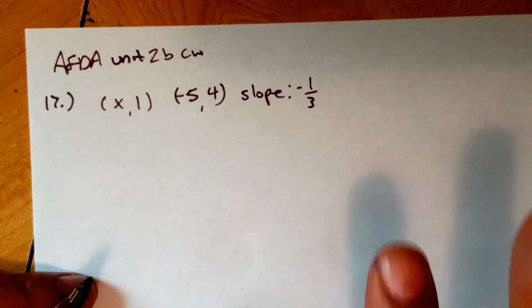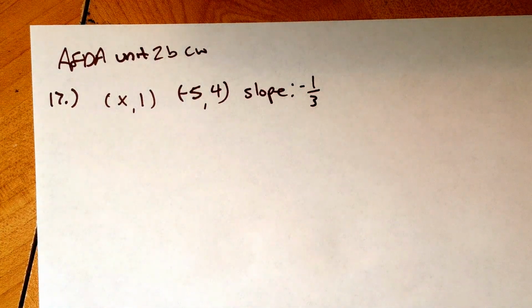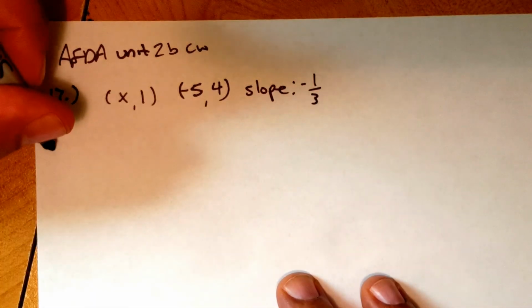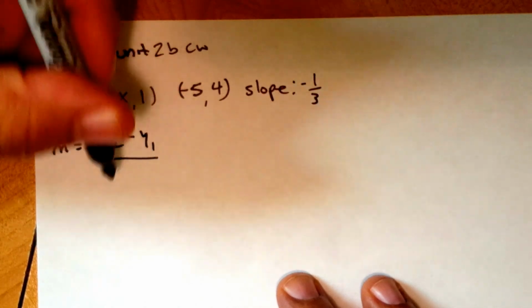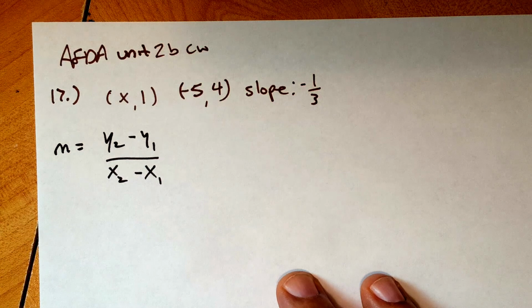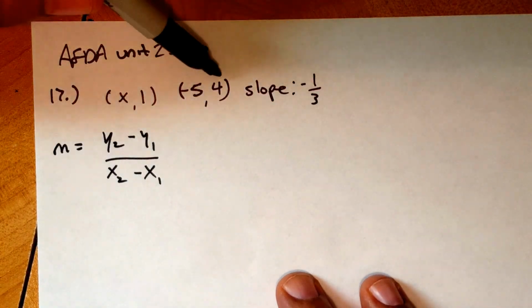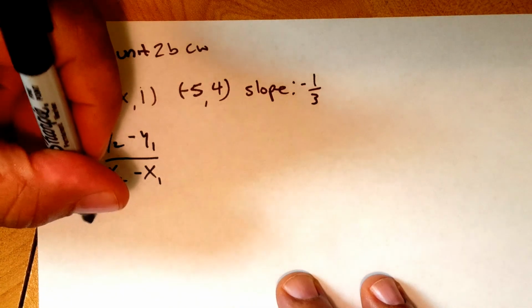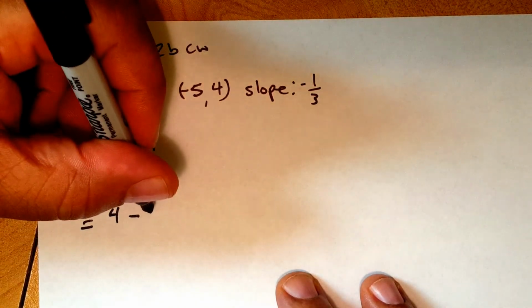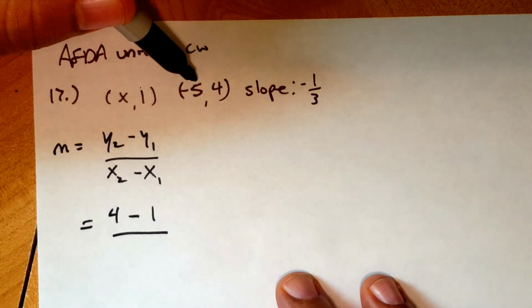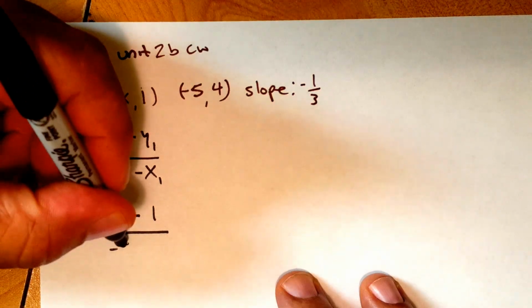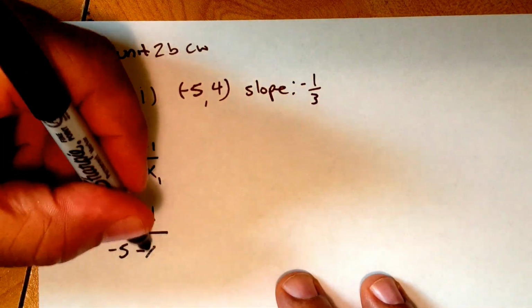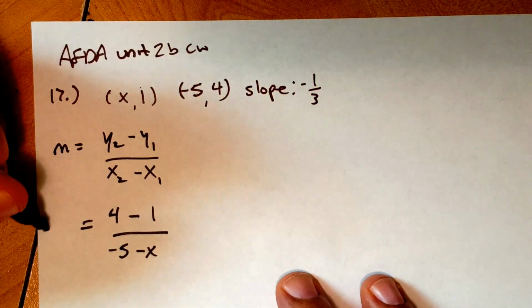So again, start off the same way, do the same exact steps every time, so that way we don't have to think about it. Write my slope equation. M is equal to y2 minus y1, x2 minus x1. And we just plug in. My y2 is 4, my y1 is 1. My x2 is negative 5, and my x1 is going to just be x. And my slope, of course, is negative 1/3.